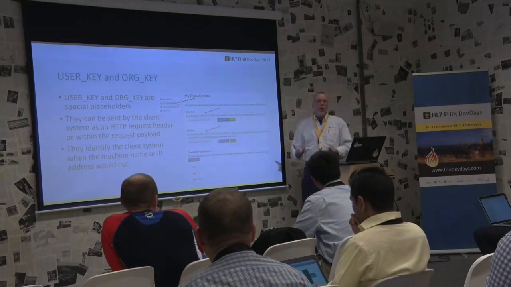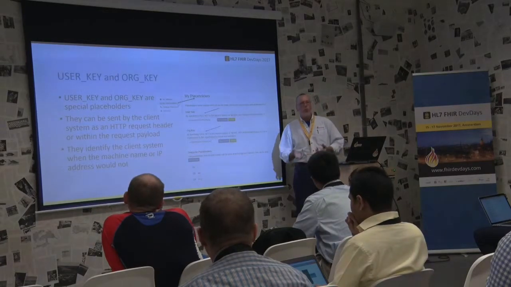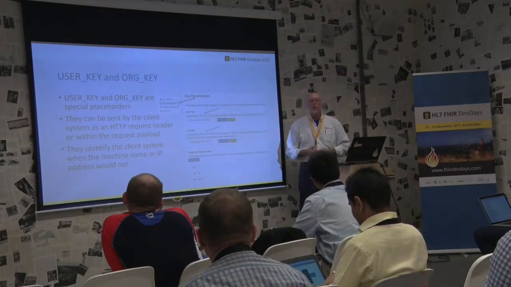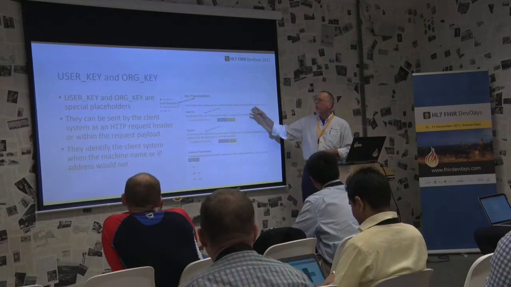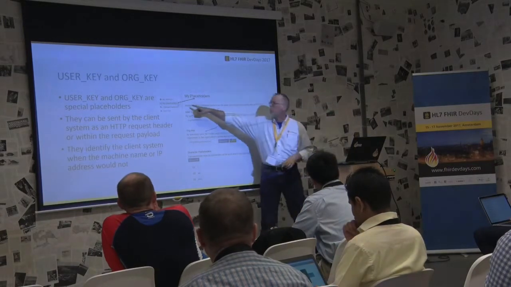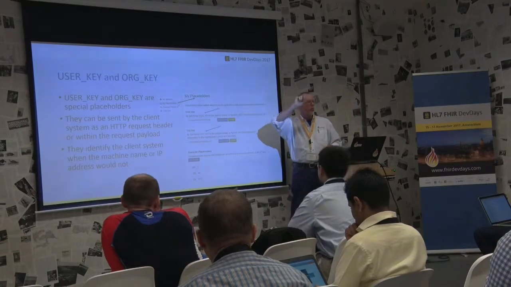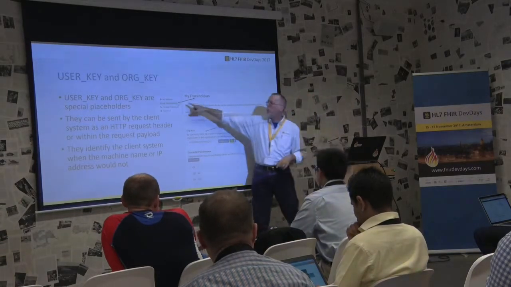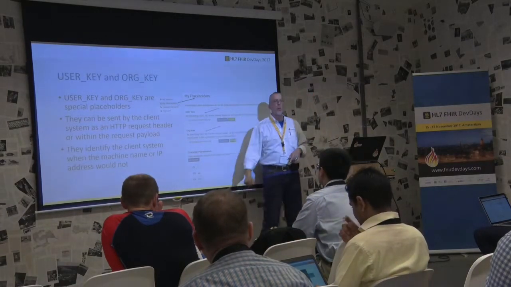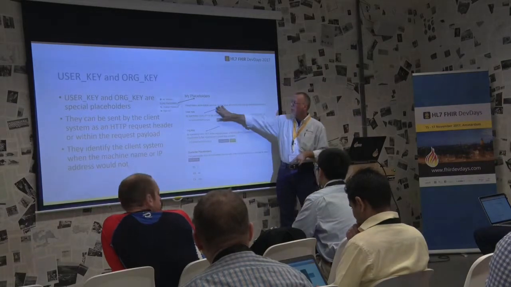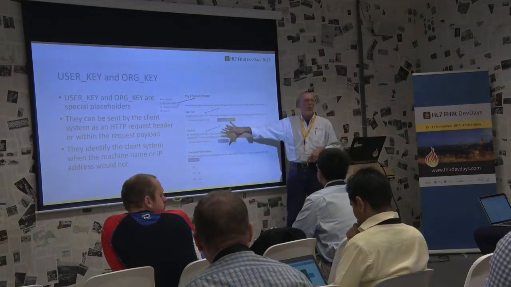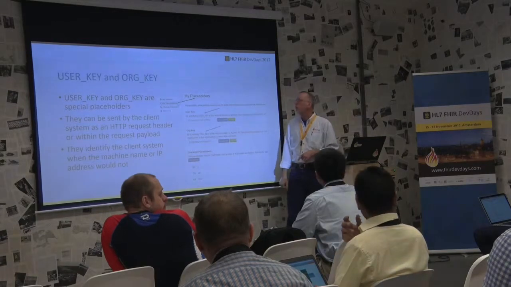So user key and org key are special placeholder values, as we call them in Touchstone. For your account, you can go to My Placeholders. In the upper right corner, you'll have your name for your user account, and under it, you'll see My Placeholders. My Placeholders is where you edit or see what those values are that have been assigned to you.